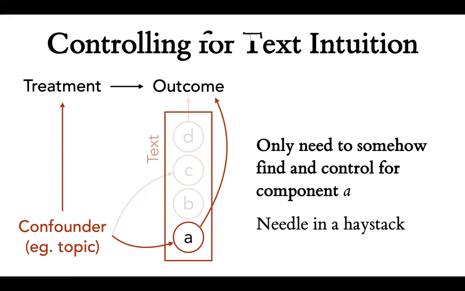It's trying to somehow take this big blob of text and extract A from it and then put it in the regression. But the problem is that's a very difficult problem. That's like finding a needle in a haystack.